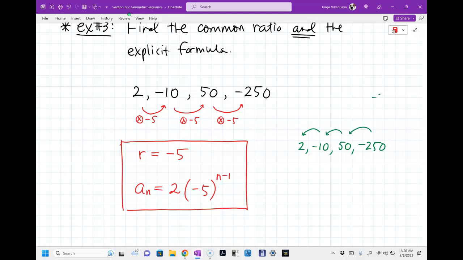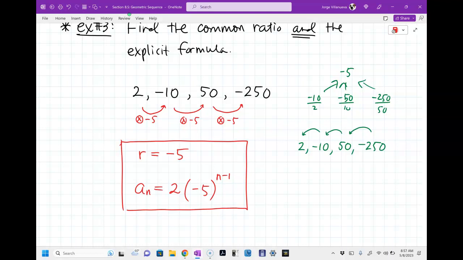You're going to say negative 250 divided by 50. You'll say negative 50 divided by 10. Negative 10 divided by 2. You'll notice all of these come out to negative 5 when you do the division. That's how you know the common value that they all have is a negative 5.